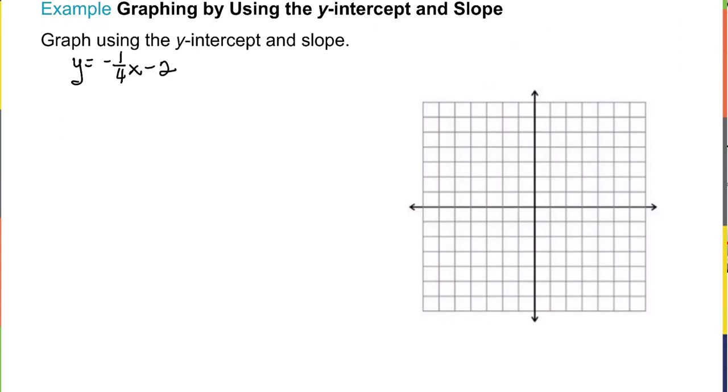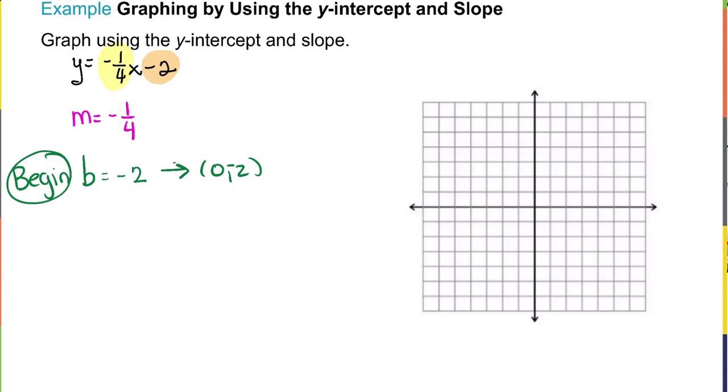So what I usually do is I identify the slope. So my slope is negative 1/4. And I also identify my b, which in this case is negative 2. So this is the point 0, negative 2. This is where I begin.